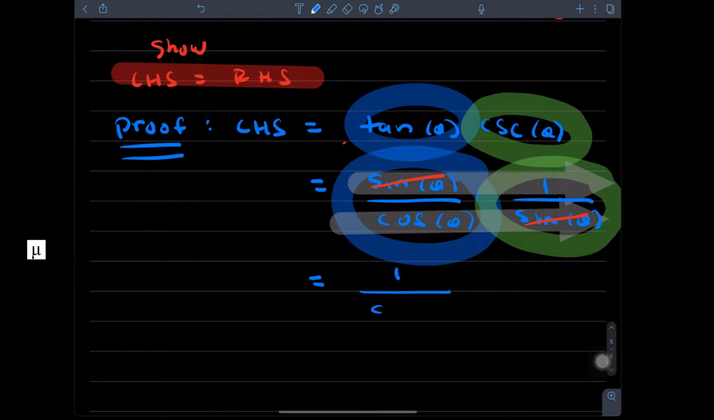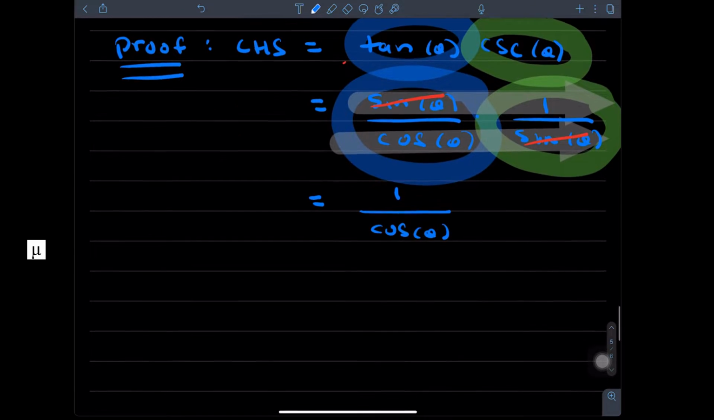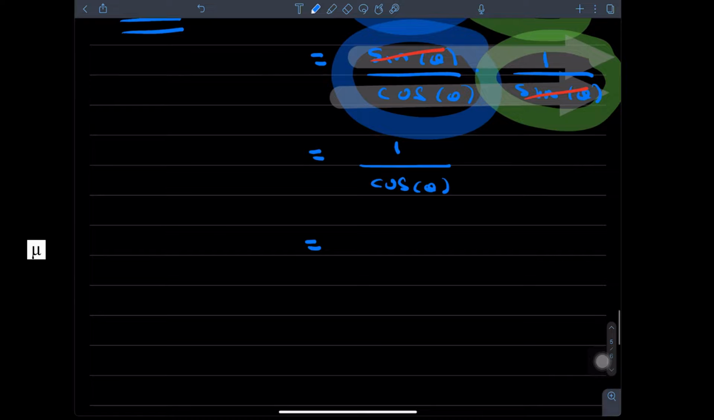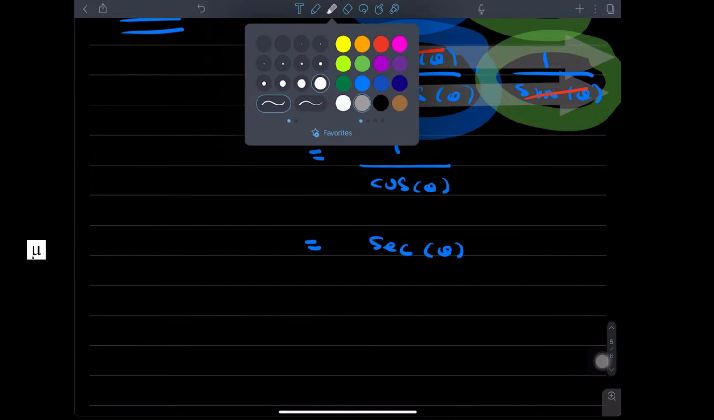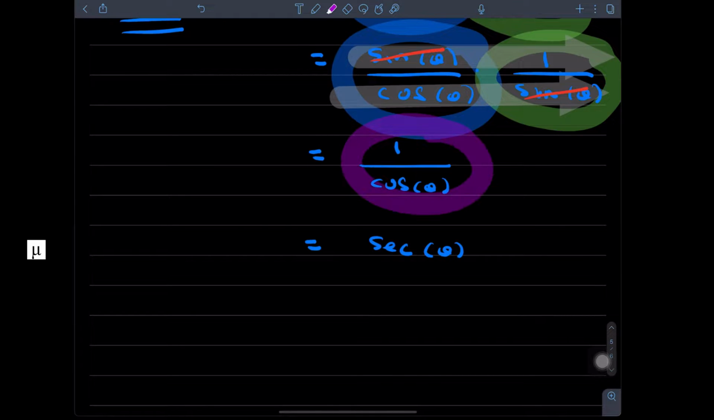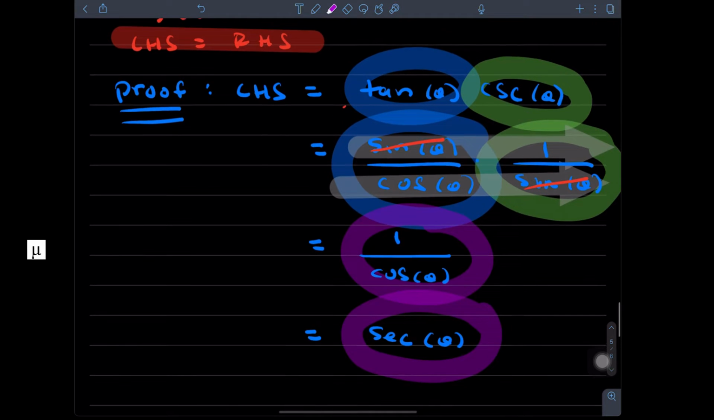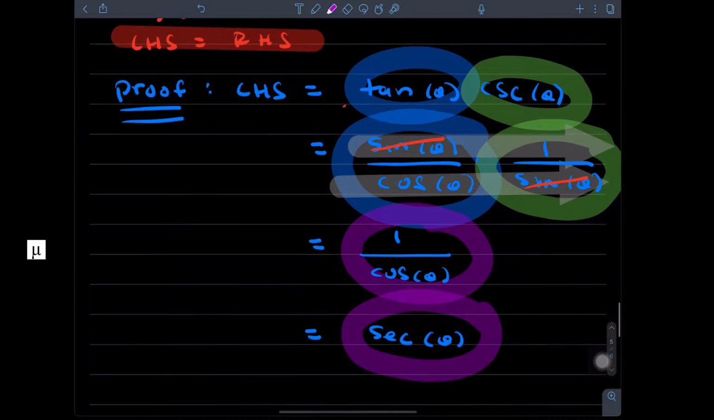One over what? Cosine theta. And what is 1 over cosine theta? You guys know what that's equal to? Secant theta. Okay, so again, I'm putting the statements that are equivalent to one another. Hopefully all this color doesn't freak you out. It does to me.